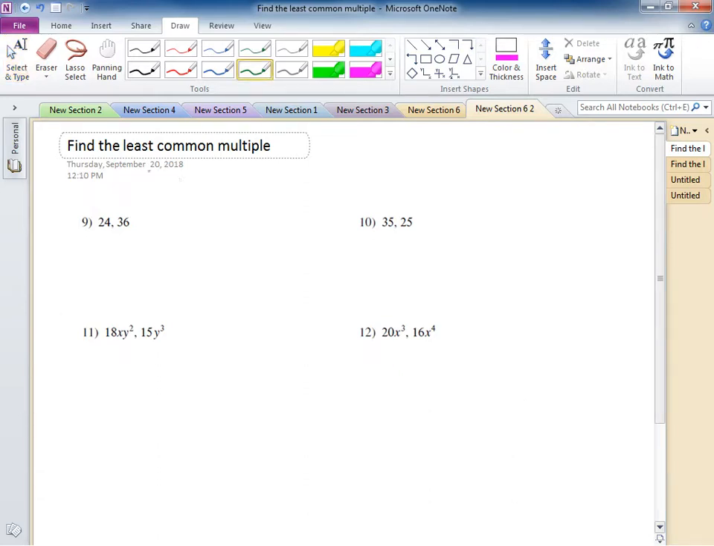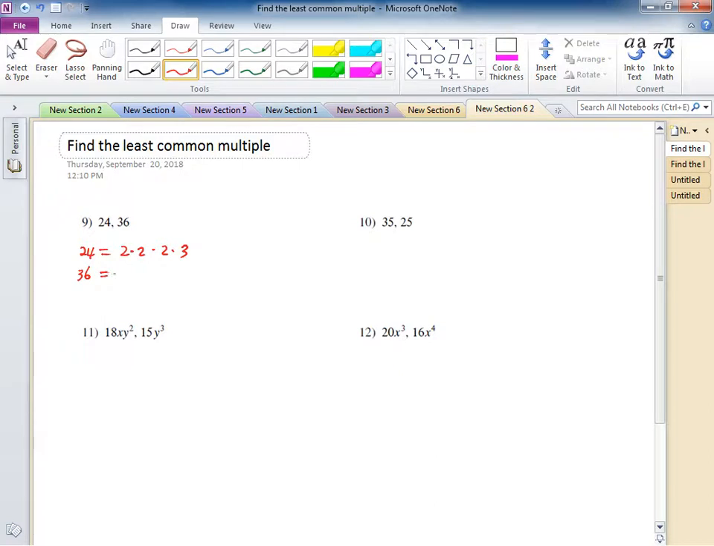Right, let's review least common multiple from numbers, okay? You know the answers, but I'm going to show you how we do it so we can use the same idea for expressions. 24 has factors 4 times 6, so 4 means 2 times 2, 6 means 2 times 3. So I did prime factorization.